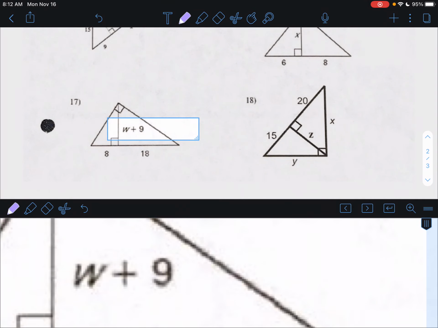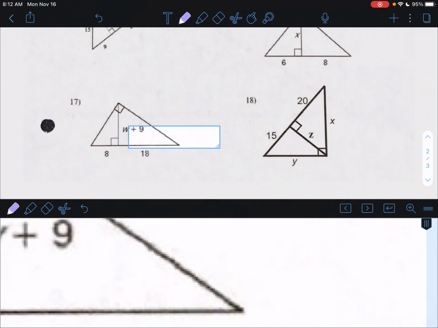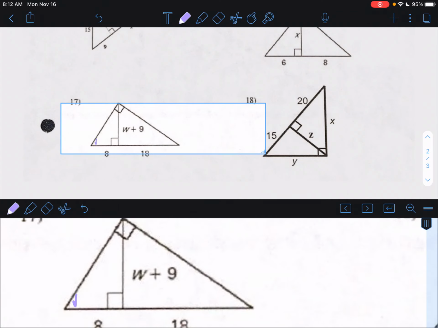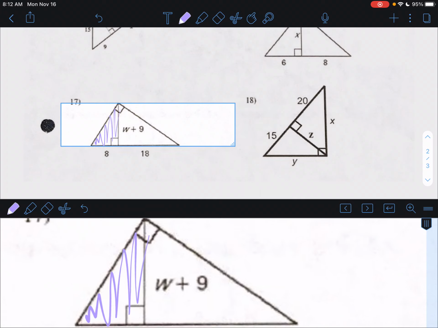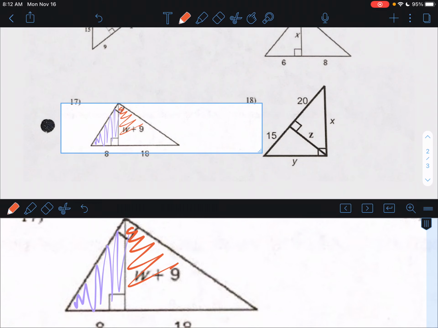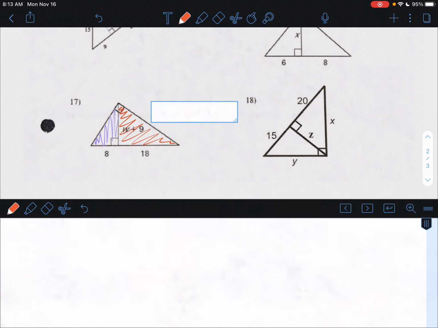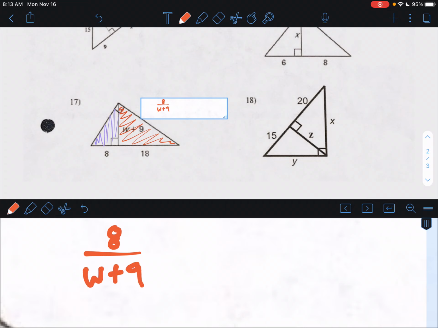Okay, number 17. Let's see. So looking at my small triangle here, I have the short leg and the long leg. And looking at the medium triangle, I have the short leg and the long leg. So I can do short leg over long leg. So 8 over w plus 9 equals w plus 9 over 18. Short leg over long leg, short leg over long leg.